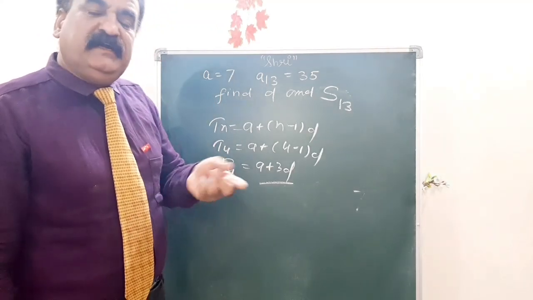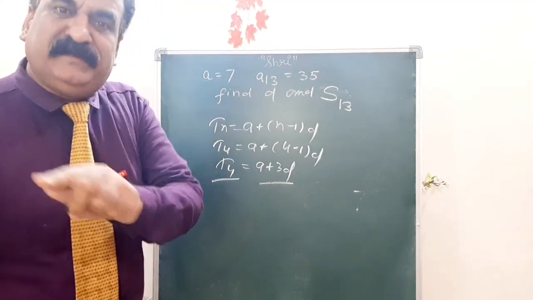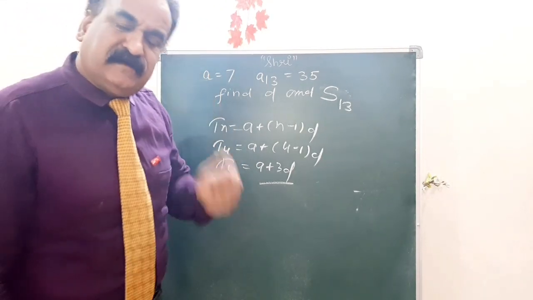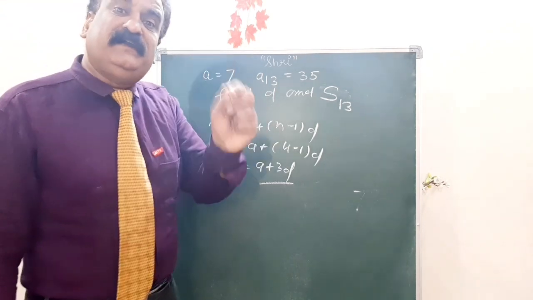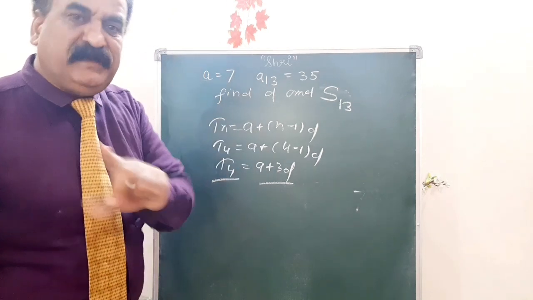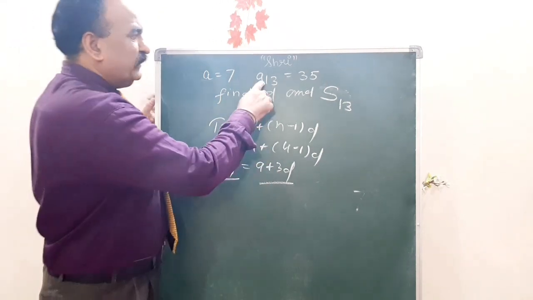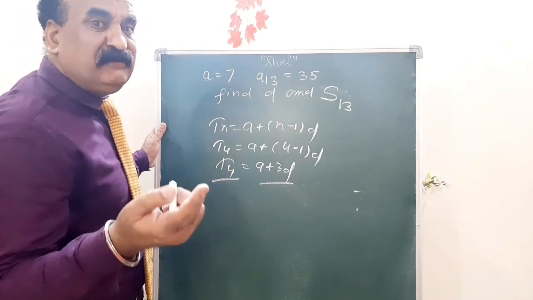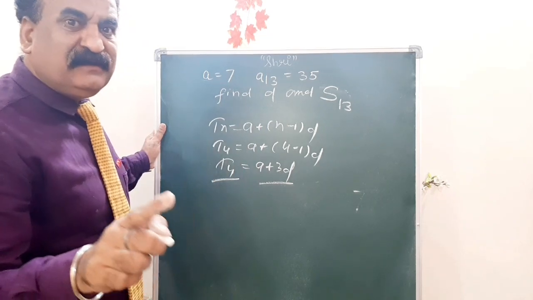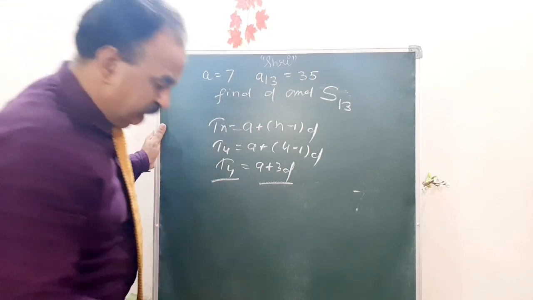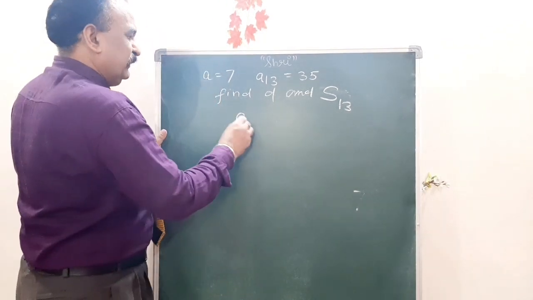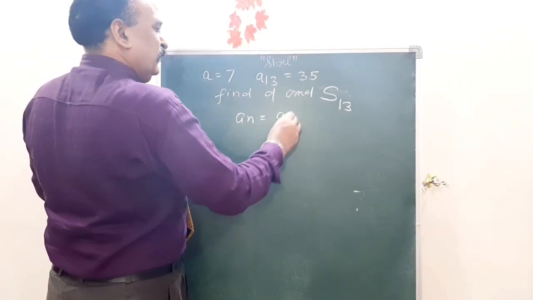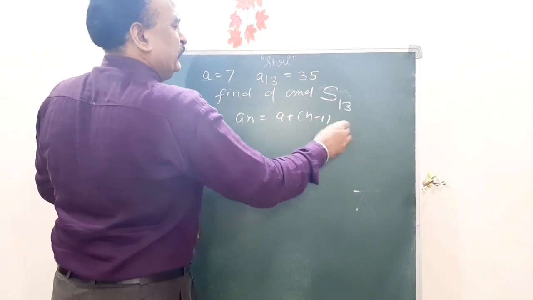21st term will be a plus 20d. 19th term, it means a plus 18d. 30th term, it means a plus 29d. Similarly, you can write here a13. A13 will be a plus 12d. See how I am getting a plus 12d. Tn, it means an is equal to a plus n minus 1 into d.